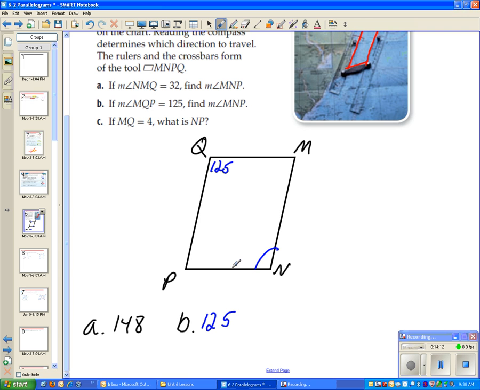Okay? For C, if the length of MQ is 4, what's the length of NP? Opposite sides are parallel, but opposite sides are also congruent. So it's 4.